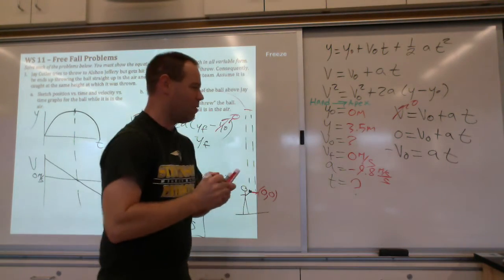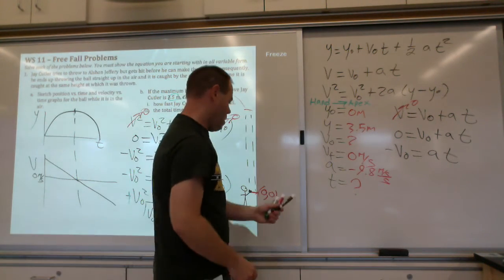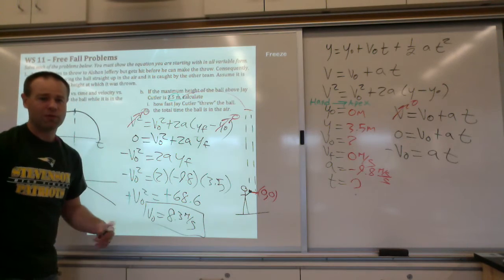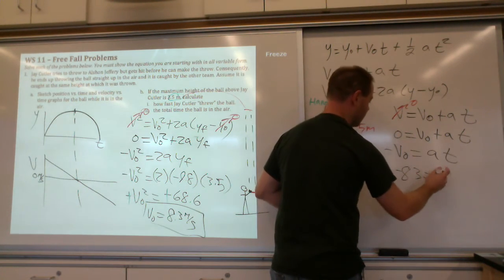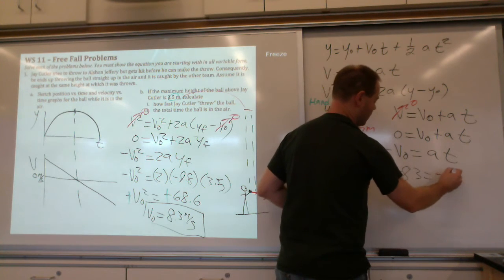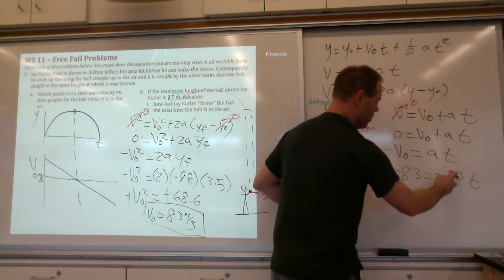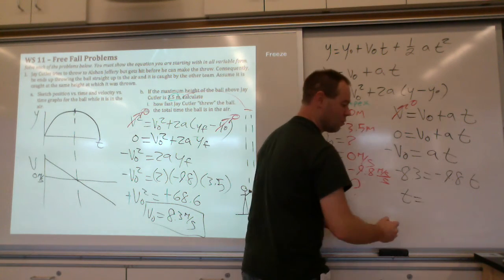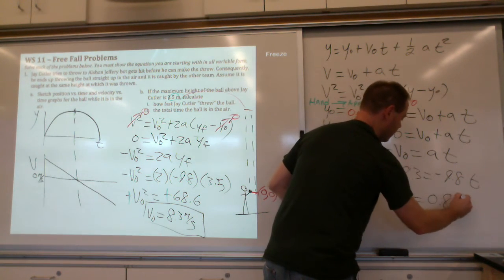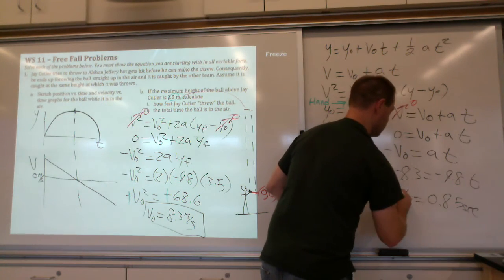We're trying to find that time. We can plug in our numbers now if we'd like. Our initial velocity, we just found that to be 8.3 meters per second. So negative 8.3 meters per second equals our acceleration, which is negative 9.8, times time. We divide by negative 9.8 and we find that the time to the apex is going to be 0.85 seconds.